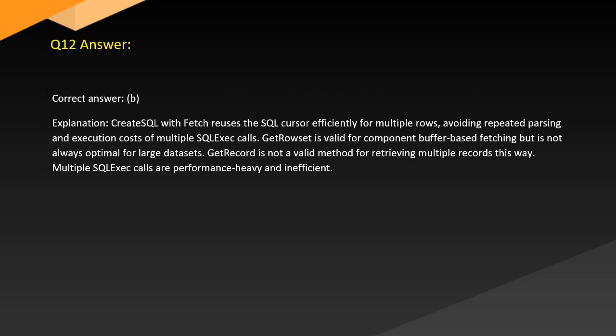Answer. Correct answer, B. Explanation. CreateSQL with Fetch reuses the SQL cursor efficiently for multiple rows, avoiding the repeated parsing and execution cost of multiple SQLExec calls. GetRowset is valid for component buffer-based fetching but is not always optimal for large datasets. GetRecord is not a valid method for retrieving multiple records this way. Multiple SQLExec calls are performance-heavy and inefficient.